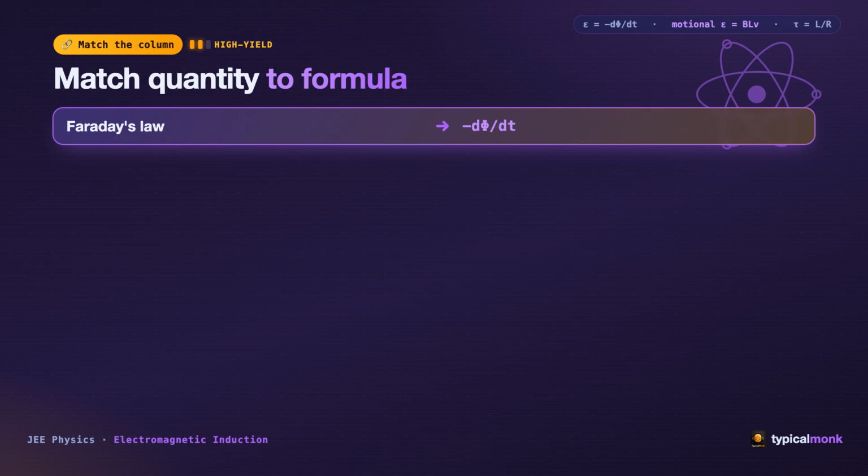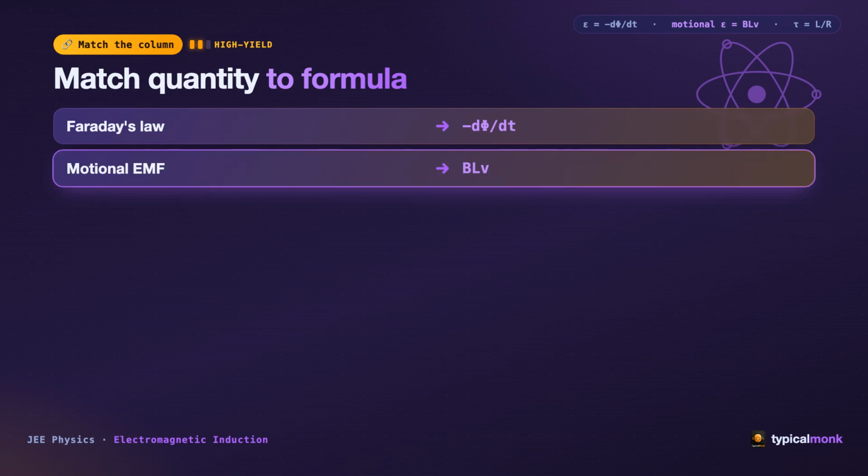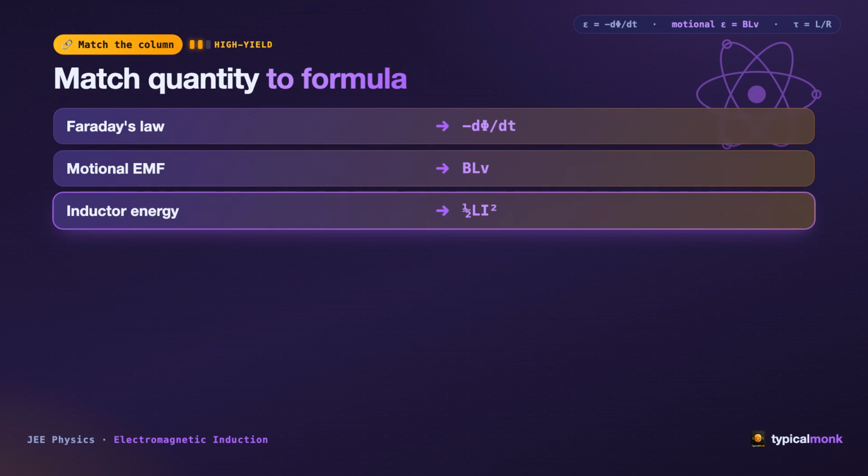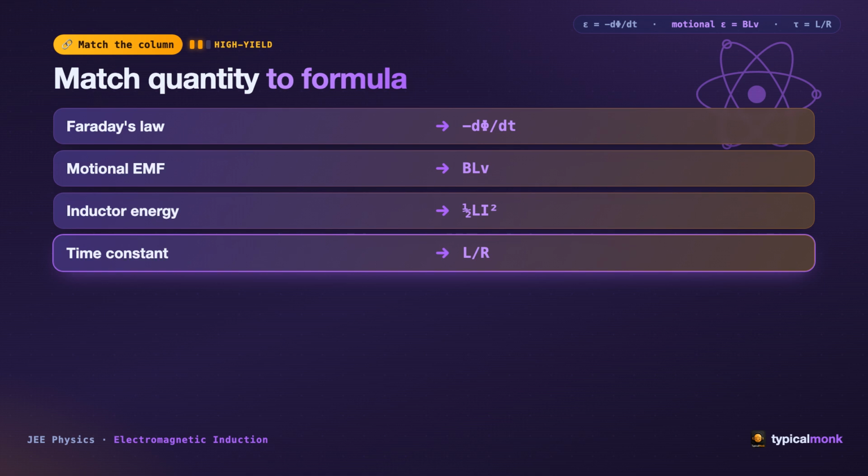Faraday's law goes to minus d phi by dt. The motional EMF goes to BLV. The inductor's energy goes to 1/2 Li squared. And the time constant goes to L over R. 4 pairs, each worth committing to memory.